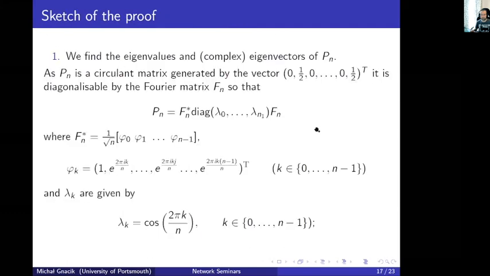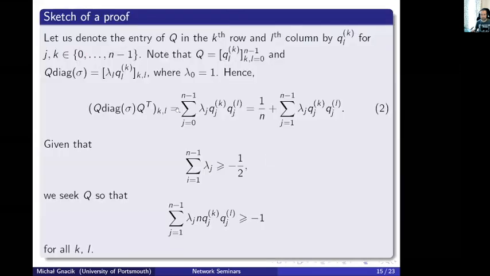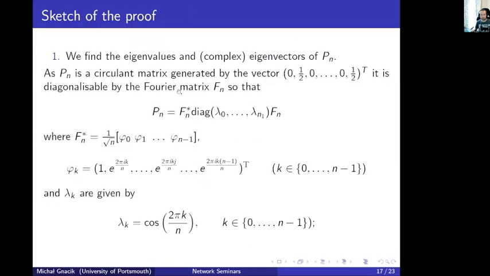First of all, this transition matrix Pn is a circulant matrix. I don't know if people are familiar with the terminology circulant matrix. You might be familiar with the terminology circulant graph. A circulant graph has an adjacency matrix that is a circulant matrix.